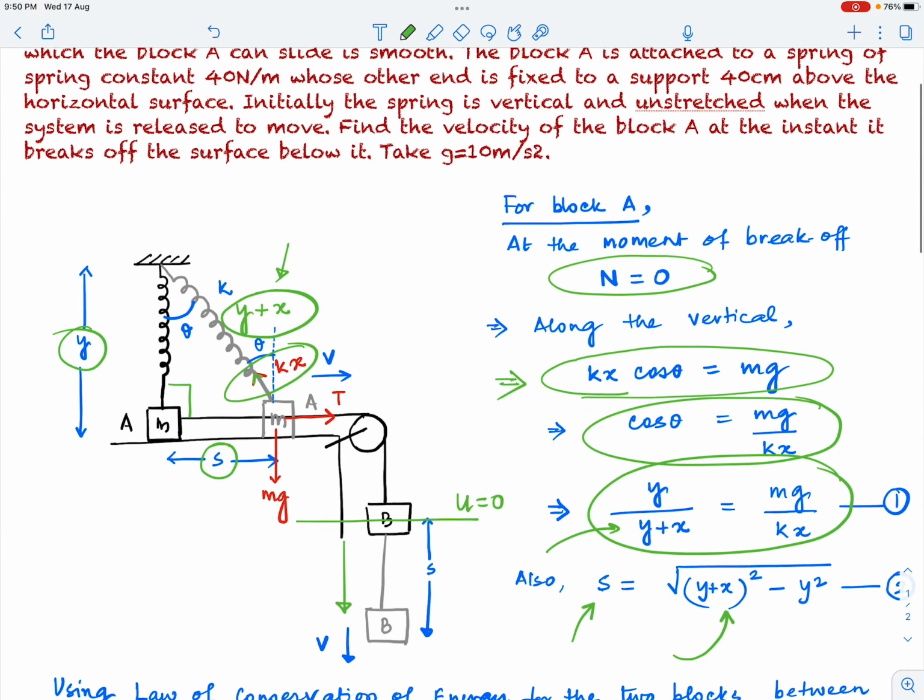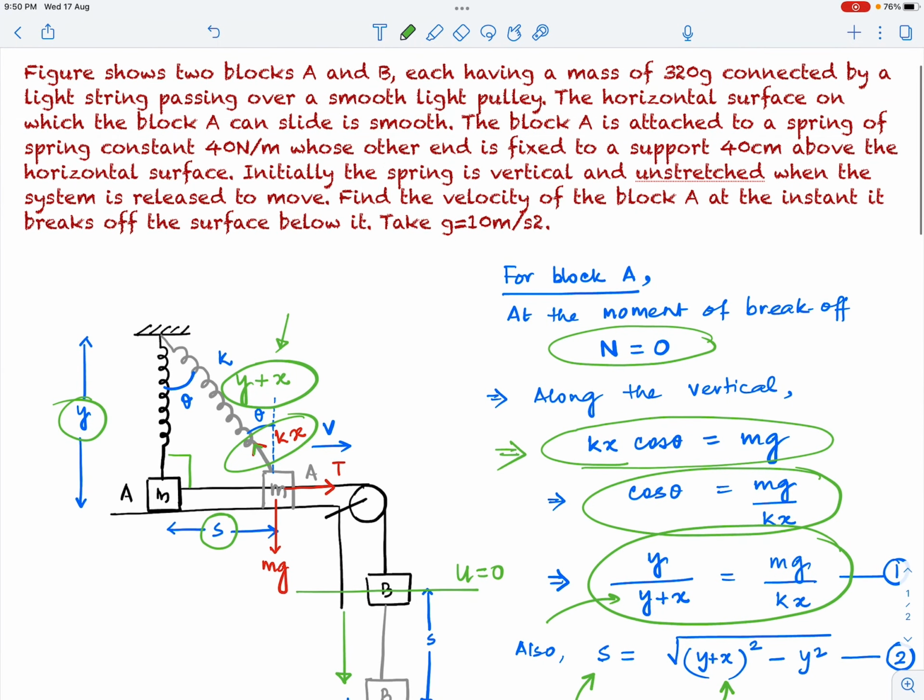So, see that this is an interesting question which involves two concepts, Newton's law of motion as well as the law of conservation of energy. So, a good practical question to approach.